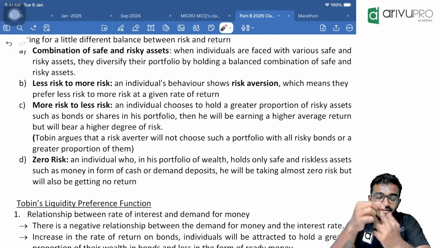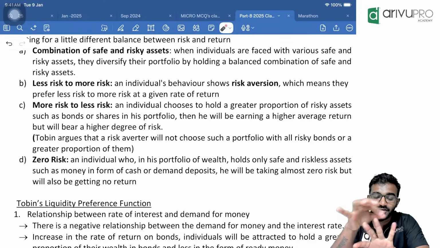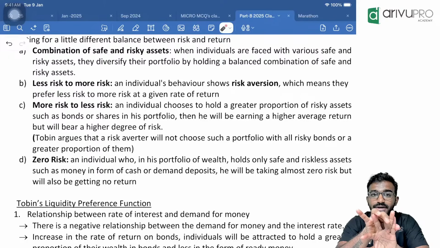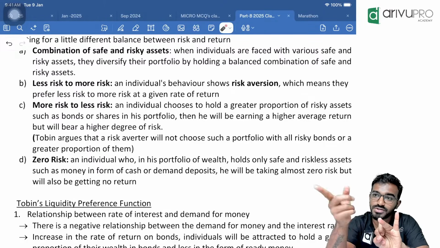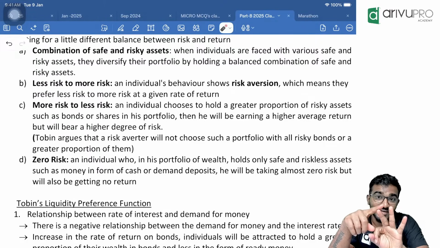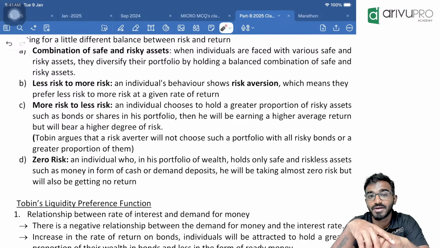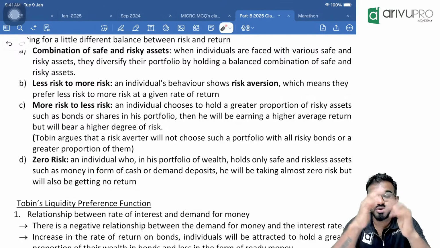So speculative is mainly dependent on interest rate. But the first 2, transaction and precautionary, are dependent on income. If income increases, those expenses also increase. But interest rate is negatively related with speculative demand for money. So this one logic you have to remember. Clear? So this is unit 1.